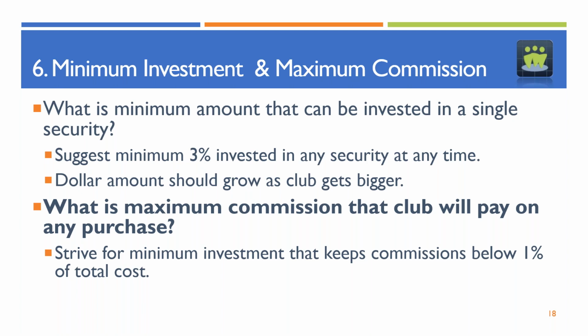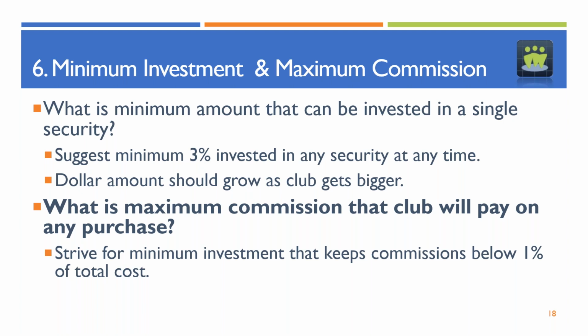I believe that as the club gets bigger and bigger, the dollar amount that you're willing to invest should get bigger and bigger as well, which is to say you start off buying $1,000 of stock at a time. 10 years later, you might be buying $5,000, $7,000, $10,000 of stock at a time. And so you need to be able to make those adjustments. And if you've got a 3% rule, that will keep your initial investments sizable enough that they really will have an impact when they perform well.